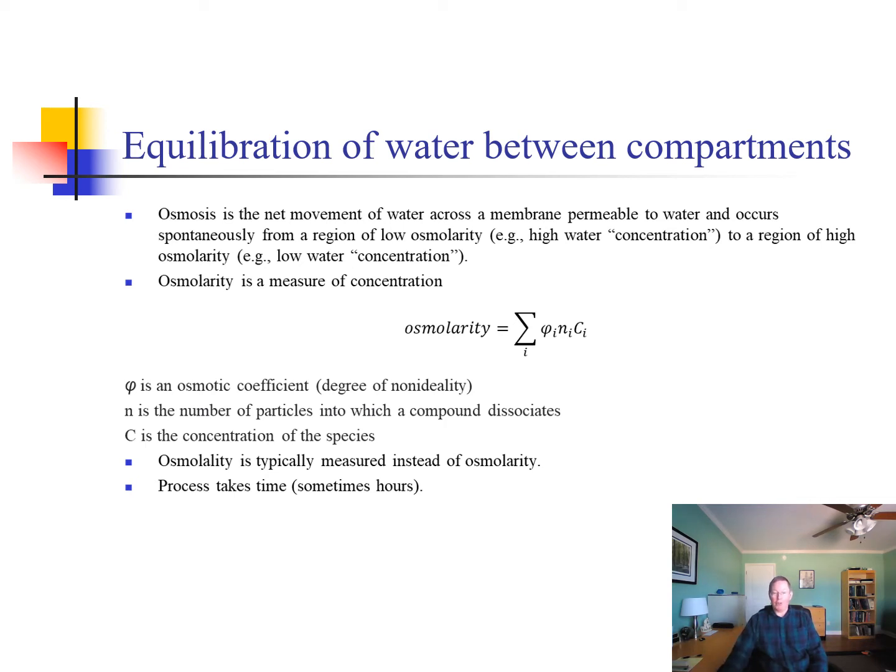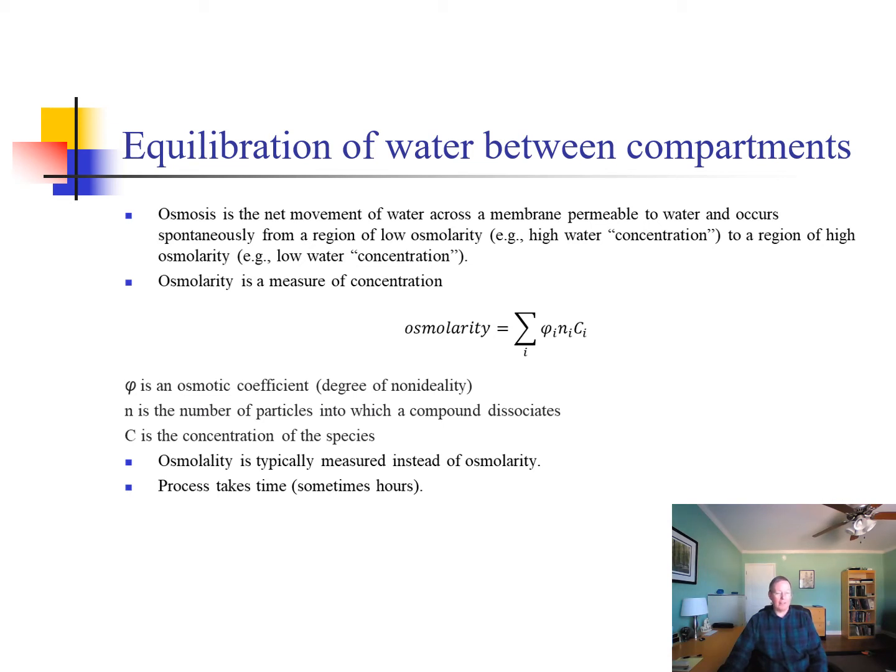So osmosis is a net movement of water across this semi-permeable membrane, and it's spontaneous from a region of low osmolarity. That means that I have more water, to a region of high osmolarity, which is a low water concentration. This is always a difficult concept for people, because you go, how can you move from regions of low to regions of high? Isn't that opposite of what you would expect? It depends upon your perspective here.